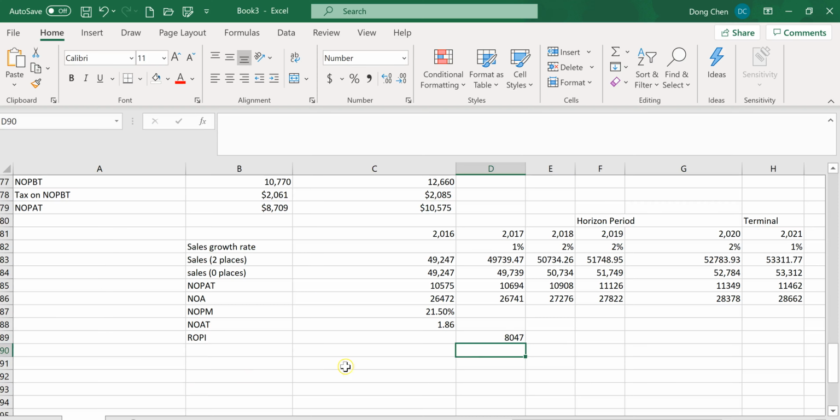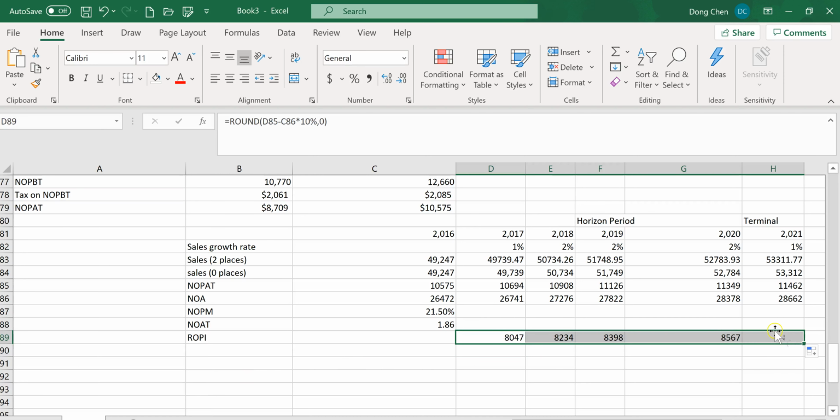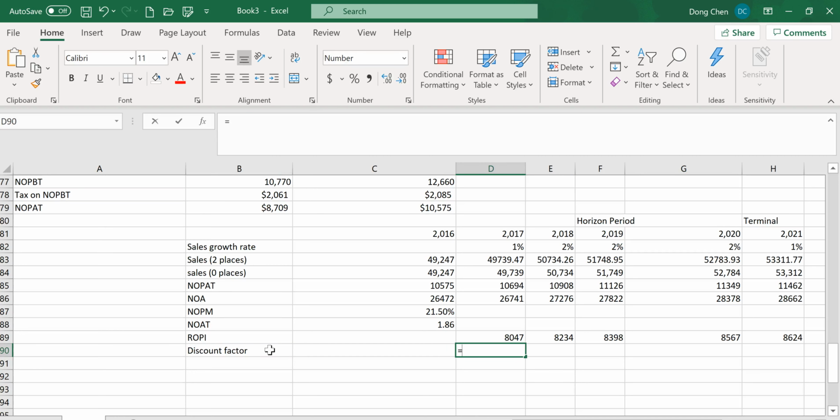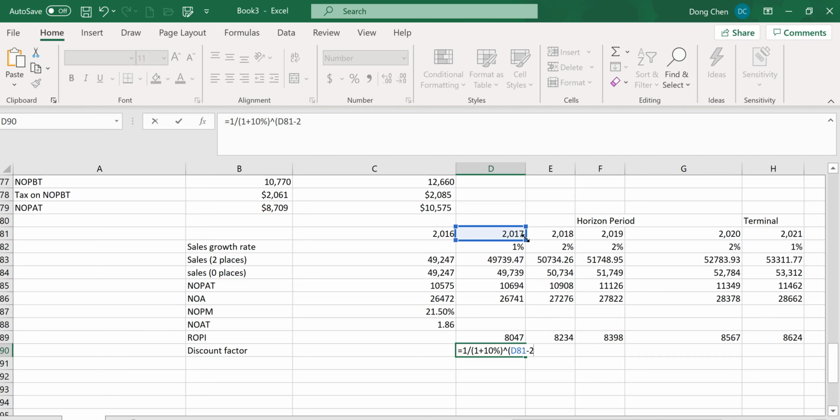So ROPI, and then we just extend the formula to the end of the terminal period. And then the next row is simply the discount factor, right? So this is basically 1 over 1 plus the discount rate 10%. And here for the first year, I don't need the power, but I will still put the power in because later on I want to drag the cell to the right to get the numbers for the other years. So it's going to be this number and minus 2016.